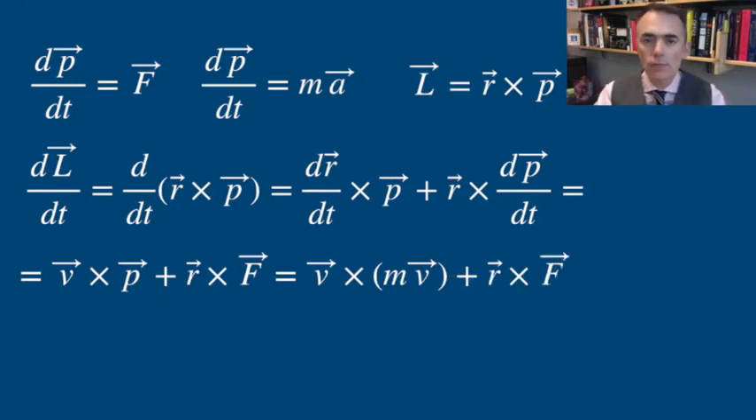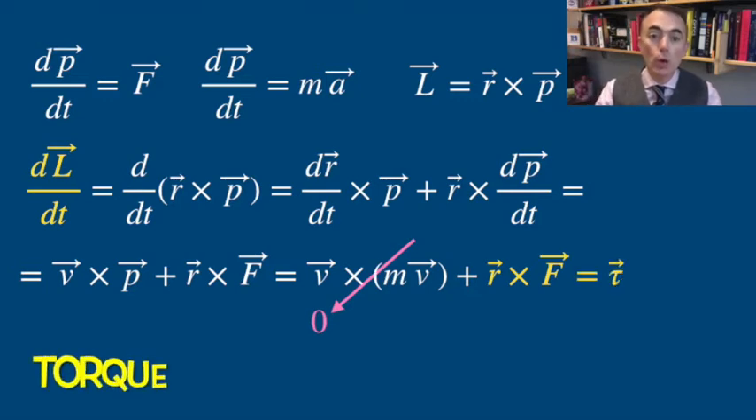Well, vector v and vector p are parallel. They only differ in the mass multiplying p. Because the cross product of two vectors that are parallel is 0, this first term goes away. So we have that the derivative of the angular momentum with respect to time is r cross product F. But this happens to be the torque.